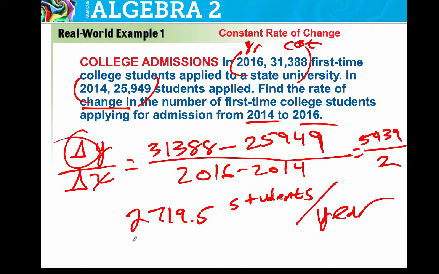That was the rate of change. So we are going up. We are increasing. It's a positive number. If it was a negative number, then we'd be decreasing. Okay? So rate of change.